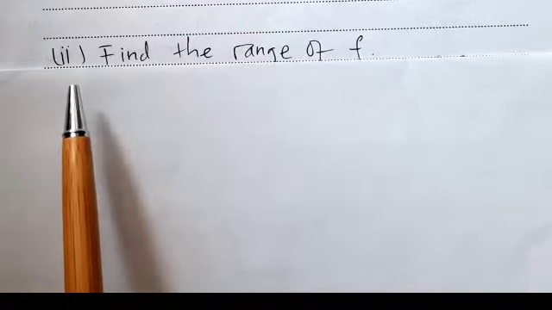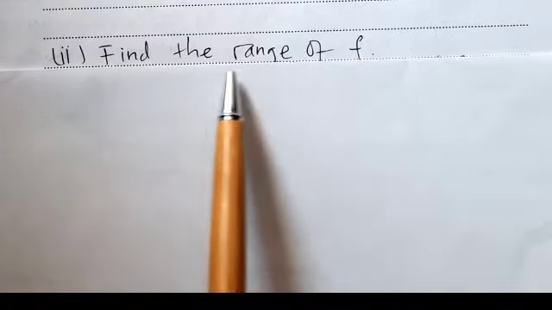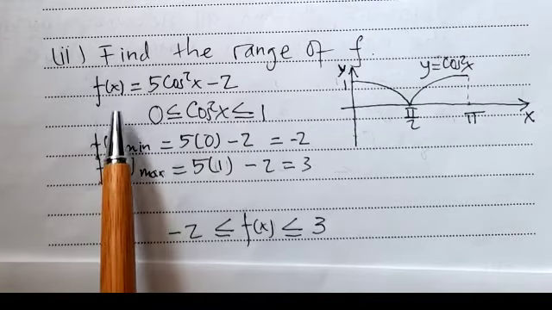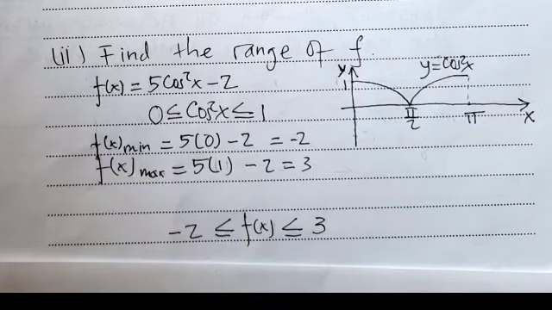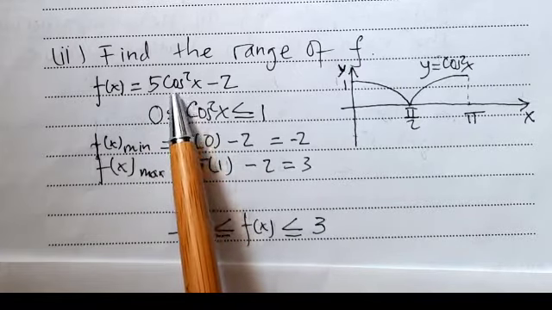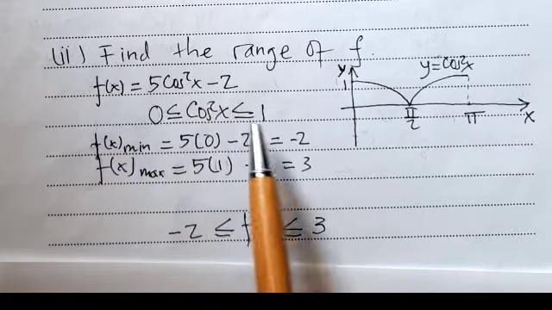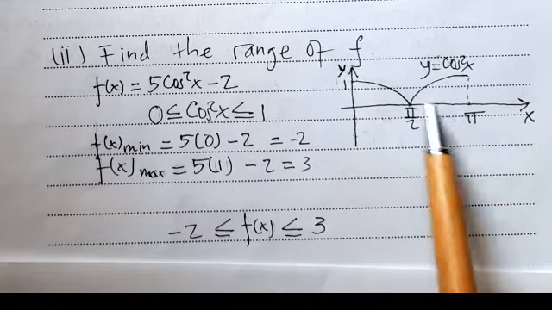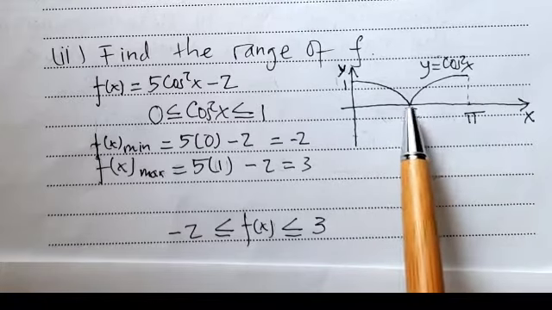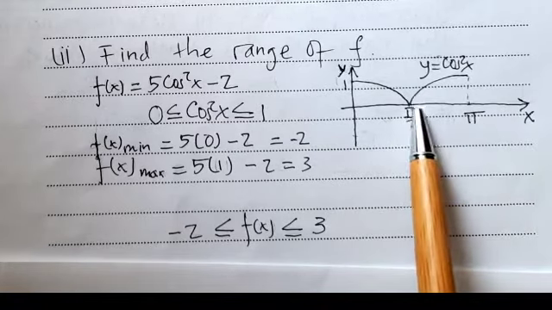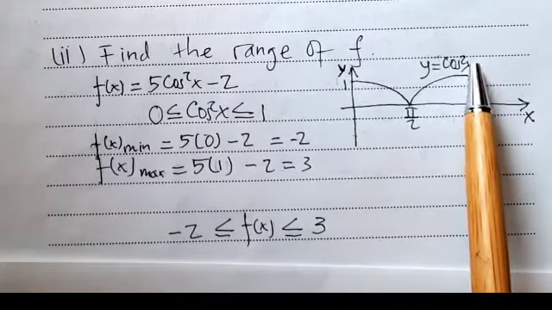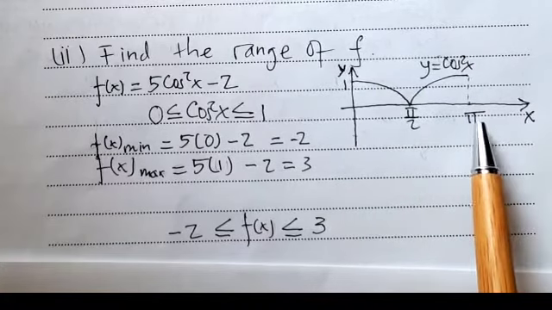Now part ii of question B: find the range of f(x). f(x) is 5 cos squared x minus 2, thus the value of f(x) depends on the value of cos squared x. The sketch for y = cos squared x is already shown here. From here we can see that the minimum value of cos squared x is 0, when x is pi over 2, and the maximum is 1, when x is 0 or pi.